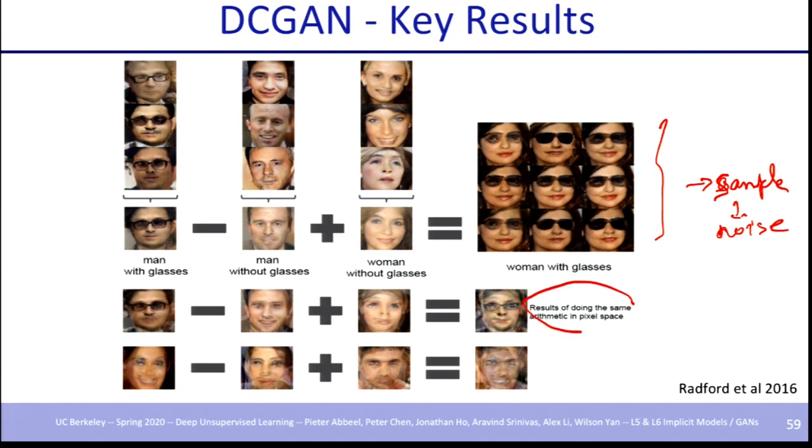Whereas if you do it in the pixel space, if you just take the image, subtract the pixels and add the pixels of the other image, the results aren't that good. They look pretty noisy, right? So it's very clear that the latent space is so crucial.